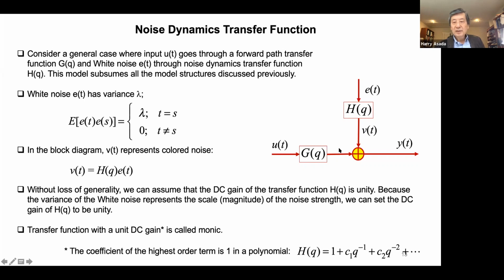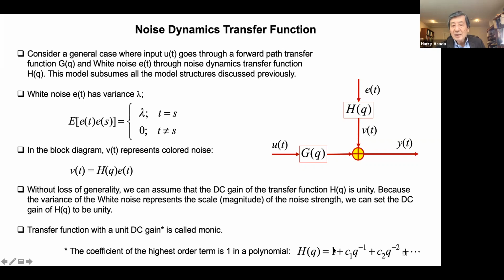And then we model the colored noise, which is coming to the output directly. VT is given by this. So now, just one point. We assume that the first term of H(q), let's say H(q) is defined in this way, the first quotient term is this guy, and without loss of generality, we assume the first term coefficient to be 1.